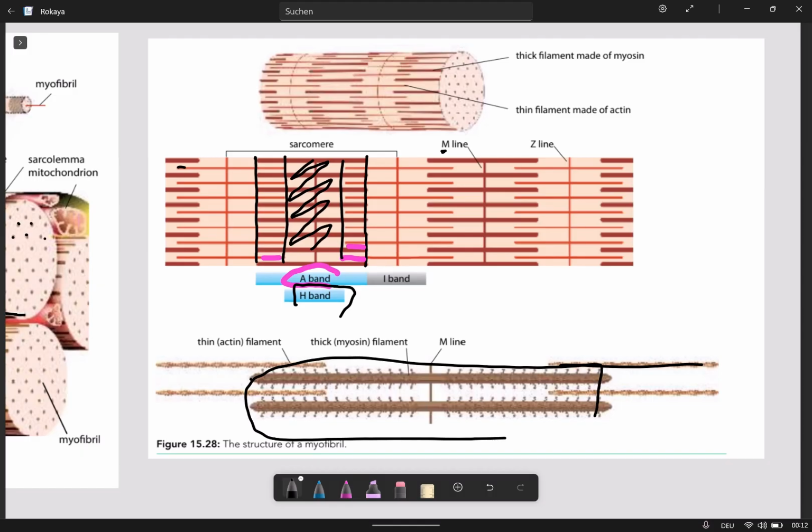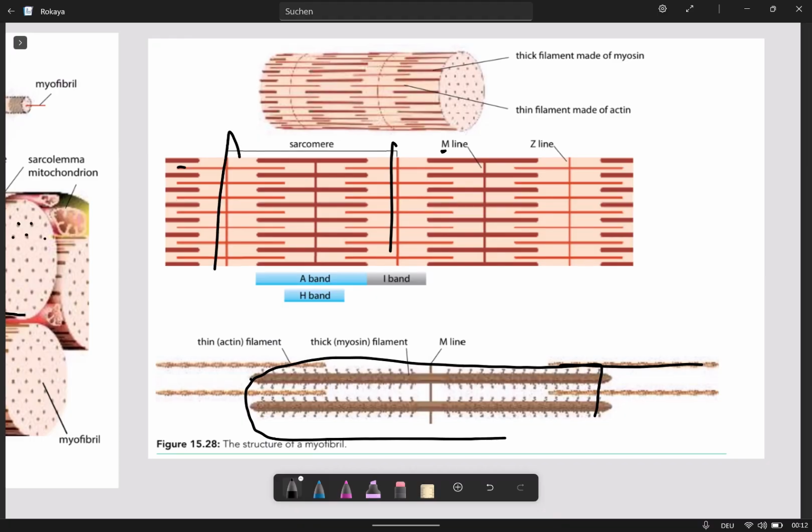Okay, and then we have the I band, which is the little part here, which has only the thin part. I know this is confusing, but also just memorize it off the diagram. Okay, it'll kind of just make sense on the diagram. And then we have this in the middle, it's called the M line, and the one here on the sides with only the actin is called the Z line. So the distance from one Z line to Z line is called the sarcomere.